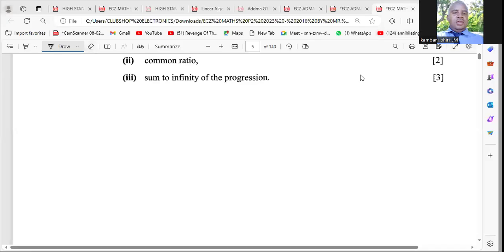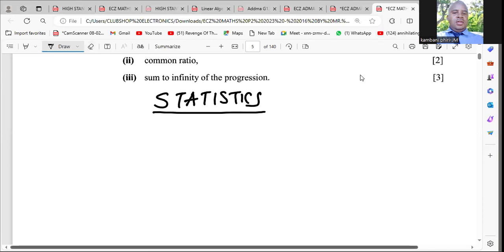So we are supposed to deal with statistics. Under this, there are just a few concepts that we must look at. Number one, standard deviation.